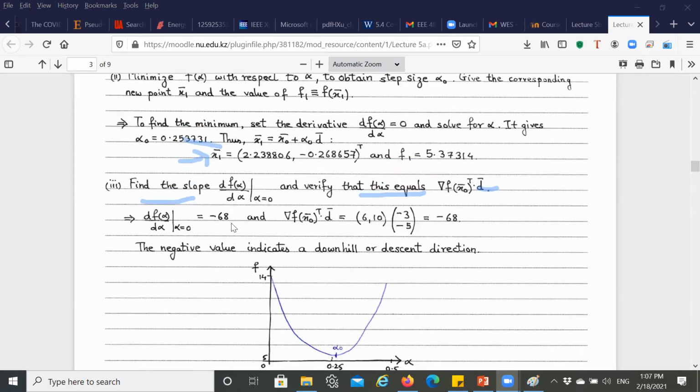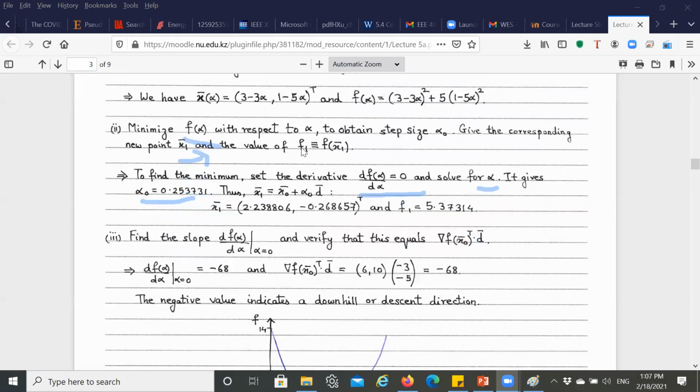What we can do then, at this point, when alpha is equal to 0, is take the derivative of f of alpha, and then put alpha equal to 0. So take the derivative of this equation. Someone tell me quickly: the derivative of this with respect to alpha.